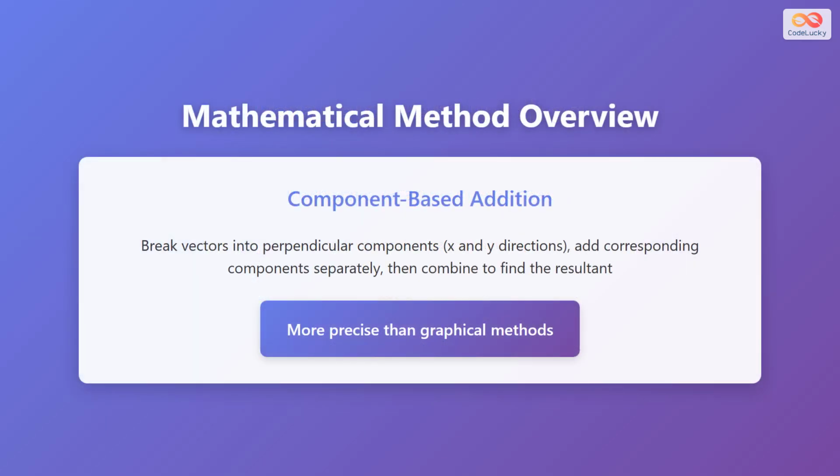While graphical methods are helpful for visualization, the mathematical method provides greater precision. This approach is based on component analysis. The key idea is to break each vector into perpendicular components, typically along the x and y directions. Then, you add the corresponding components separately. Finally, you combine these component sums to find the magnitude and direction of the resultant vector. This method is more accurate than graphical methods and works well for complex calculations.